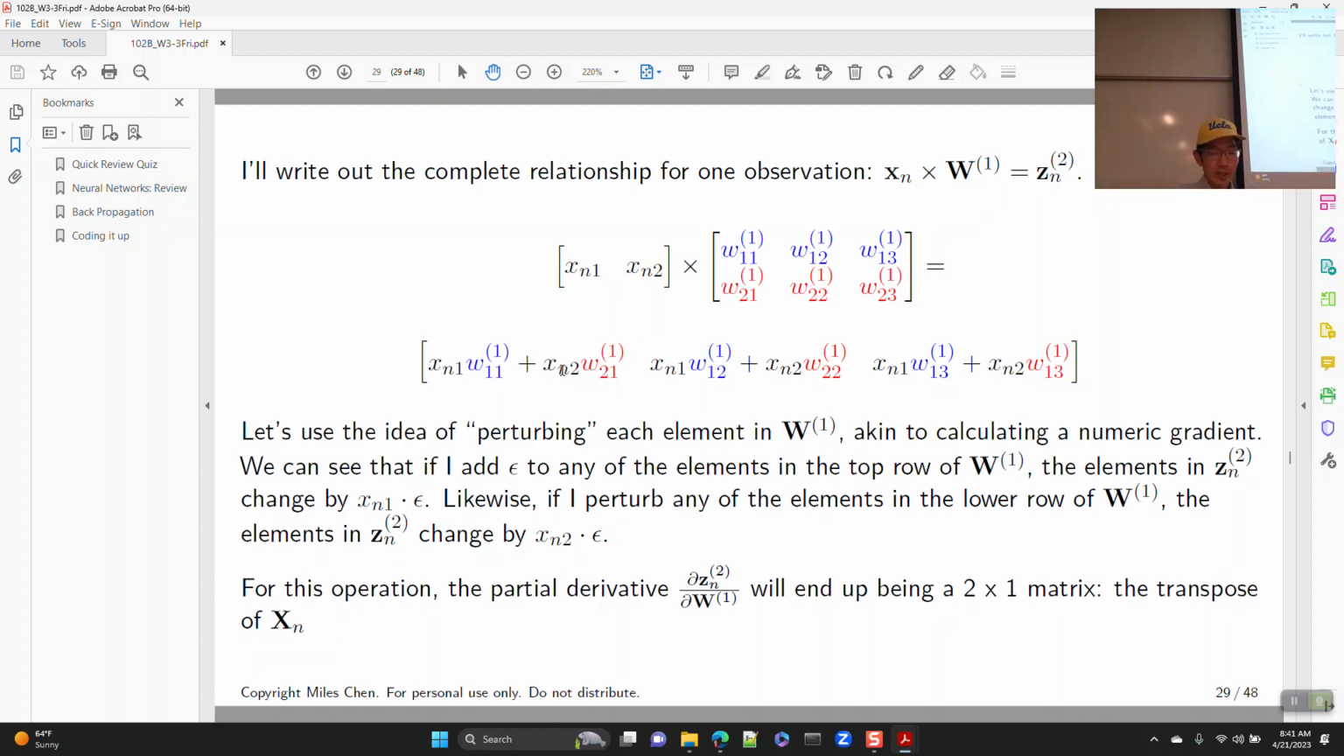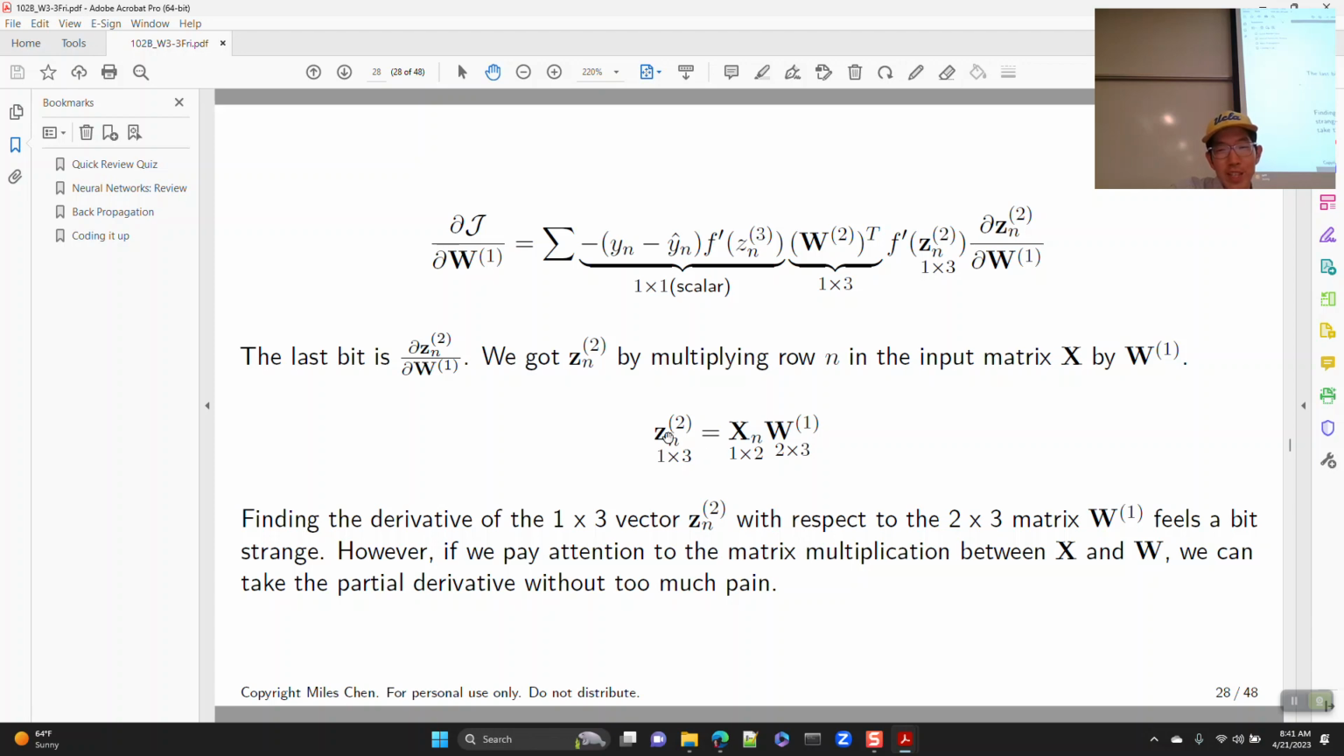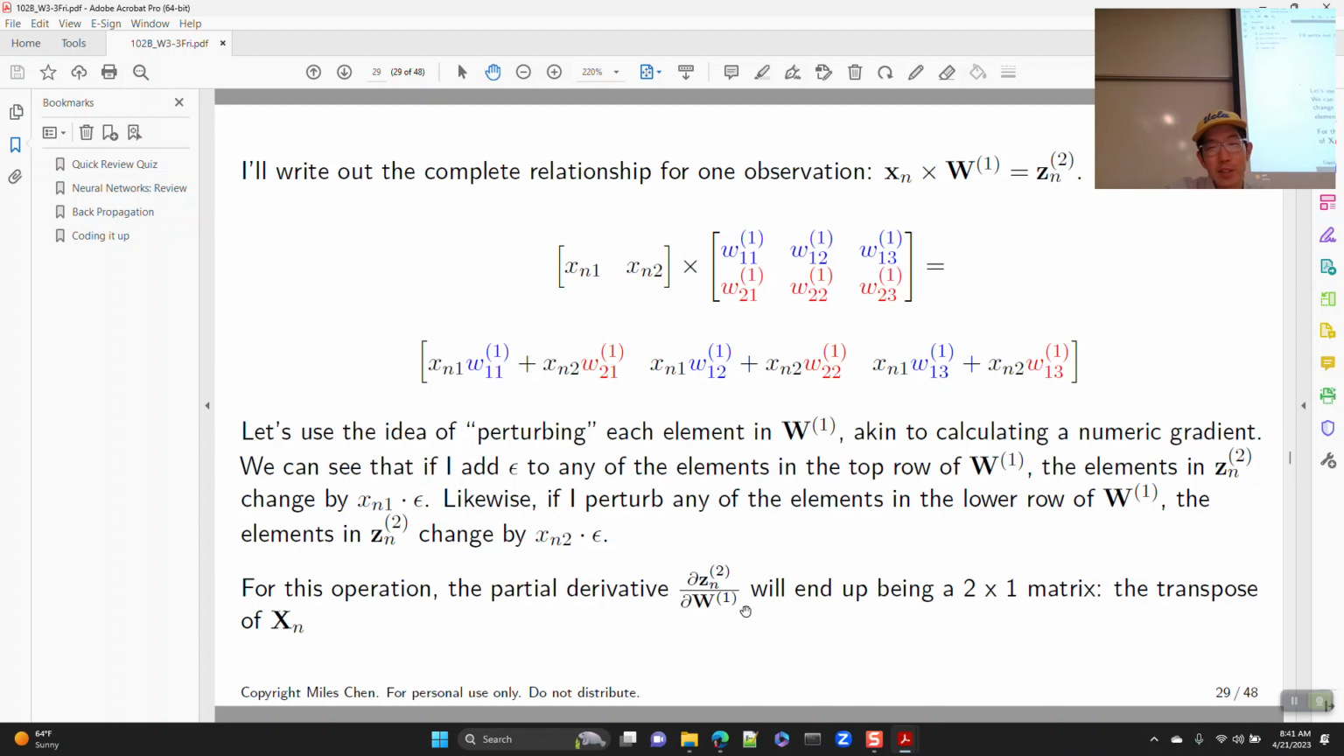Right. So one way to think about the gradient or the derivative is you can say, okay, what if I add this tiny little h to it, right? A tiny little perturbation, and figure out the numeric gradient, right? And so if I add any kind of epsilon value to any of the elements in the top row, then it's going to change by xn1 times the epsilon. If I change anything in the second row, it's going to change by xn2 times the epsilon, right? And so what ends up happening is that when we take the derivative of z2 sub n with respect to w1, it ends up being just a 2 by 1 matrix, the transpose of this thing.